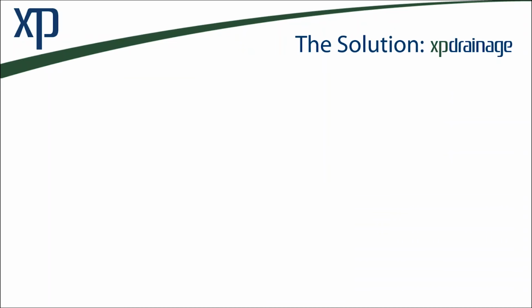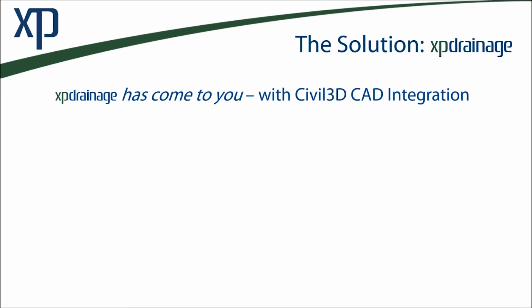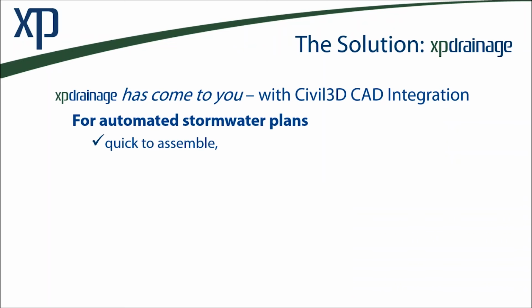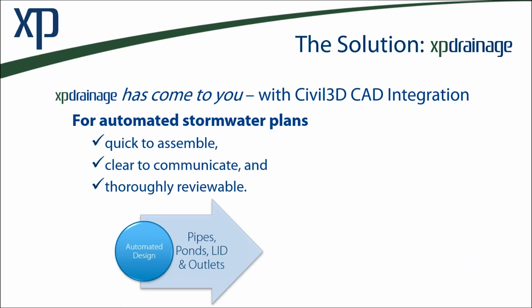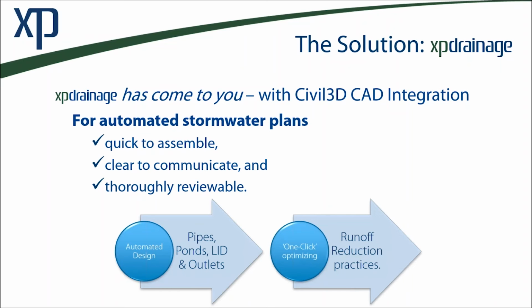It is through looking at these problems that XPDRAINAGE has come to you with Civil 3D CAD integration for automated stormwater designs that are quick to assemble, clear to communicate, and thoroughly reviewable. Comprehensive design automation for traditional pipe-to-pond stormwater systems is enhanced by one-click optimizing for all green runoff reduction practices. Stormwater design production is effortless and efficient with integration of XPDRAINAGE into your workflow, whatever the workflow.